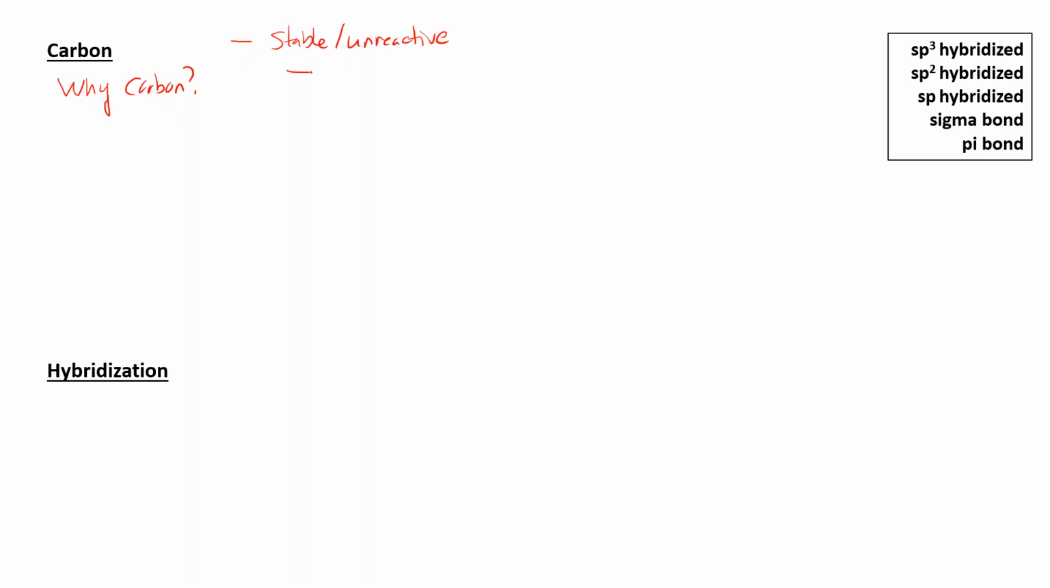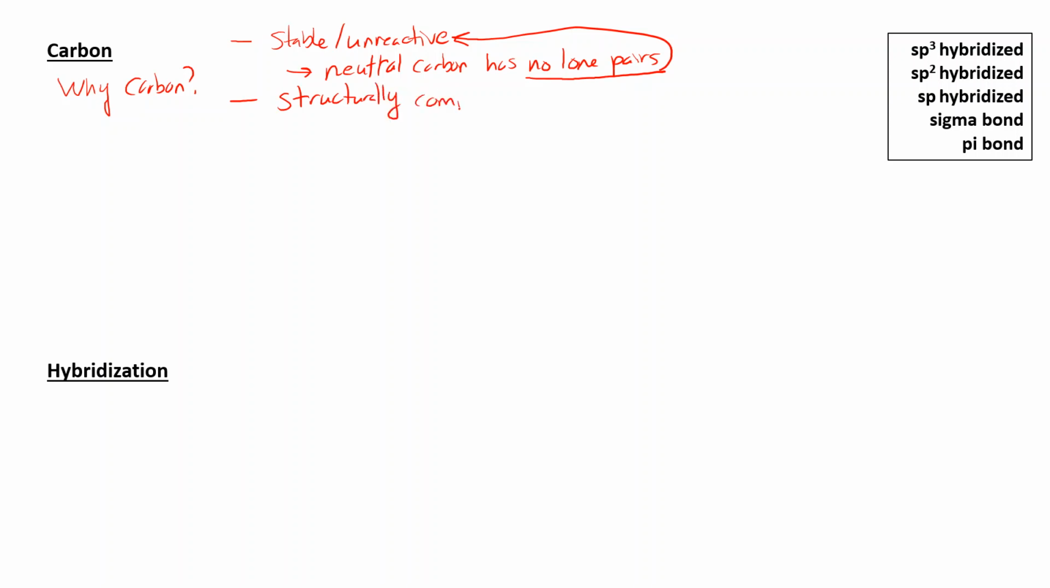The reasoning behind this is that neutral carbon generally has no lone pairs. And this idea of lone pairs tying into reactivity is a really important one for organic chemistry. We're going to talk about that a lot. The other thing that's important for carbon is that carbon can be structurally complex. Both of these things come from the application of the octet rule.